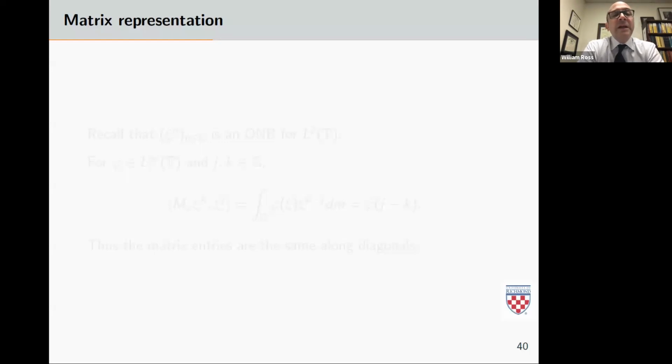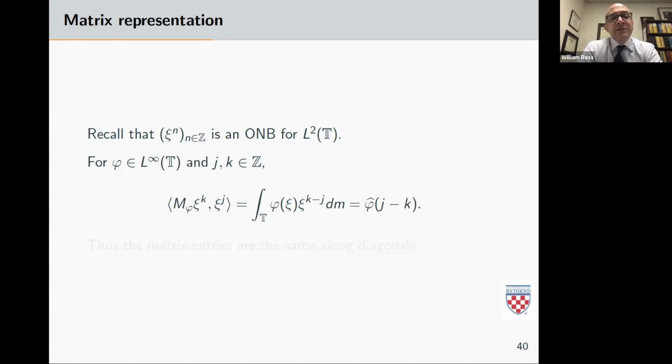As you can see, I'm big on the matrix representation of operators. So let's recall that z to the n, or those of you who want to write it as e to the i n theta, is an orthonormal basis for L2. For an essentially bounded function, let's compute the matrix of M phi with respect to this orthonormal basis. I'm looking at the j,k entry, and it's going to be a doubly infinite matrix because j and k are integers. You work out what the inner product is, and then you observe that you have the Fourier coefficient of j minus k.